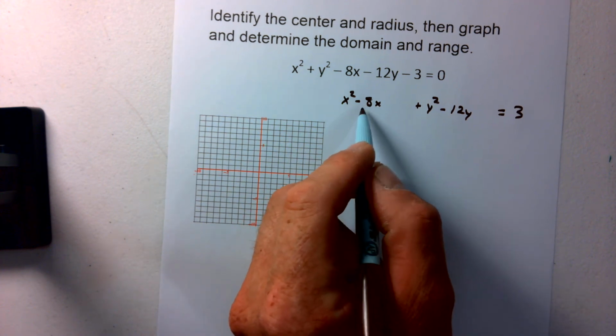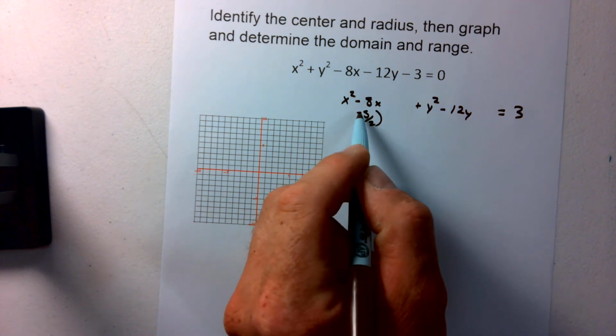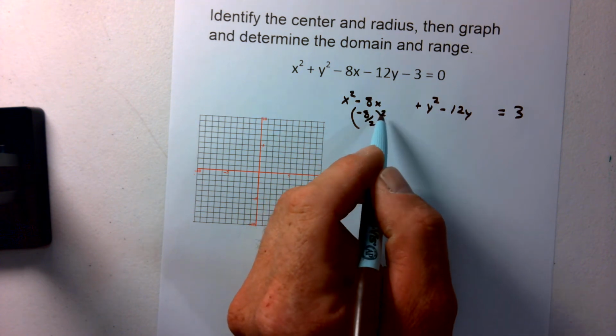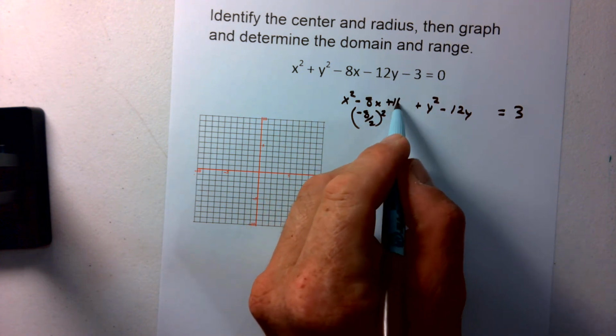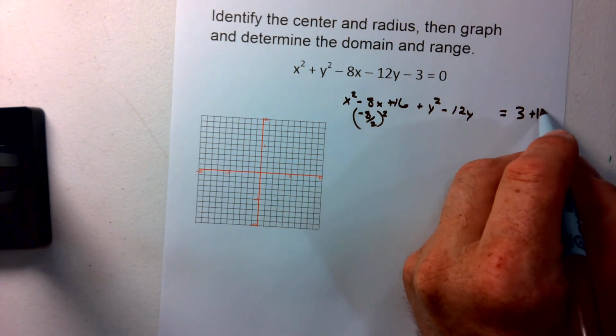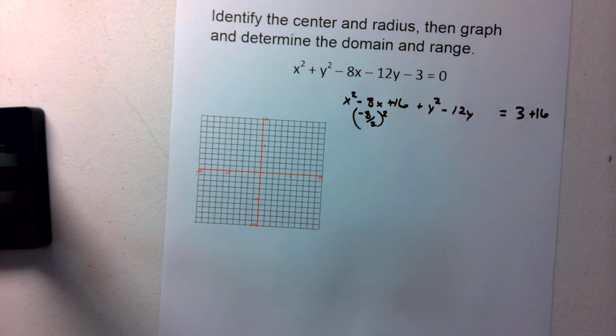So I'm going to take my negative 8, divide by 2, and square that. Negative 8 divided by 2 is negative 4, squared gives me 16. And remember, if we do something to one side of an equation, we've got to do it to the other. So we're going to add 16 to the other side as well.